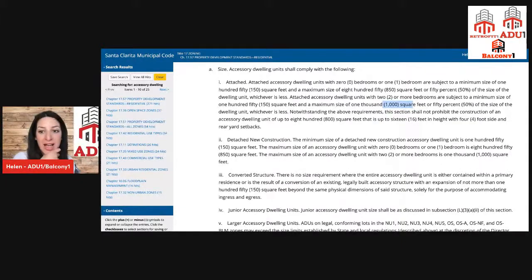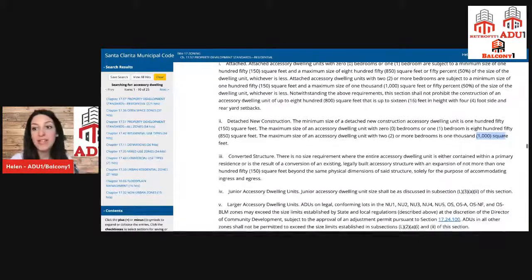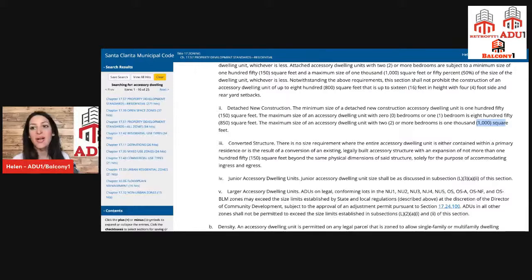If you are doing detached new construction, same rules apply, minimum 150, and really you can just skip to this maximum, which is 1,000 square feet for ADUs with 2 or more bedrooms. We have yet to have any customer that wants to do 1,000 square feet with just 1 bedroom, so that's why I'm skipping over the 850 square foot part. It's not worth it investment wise.